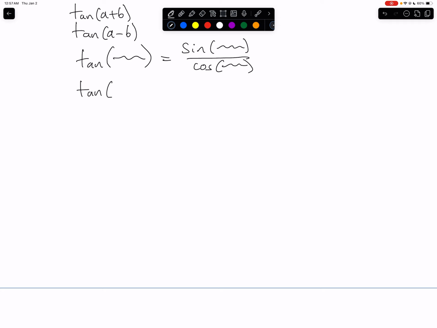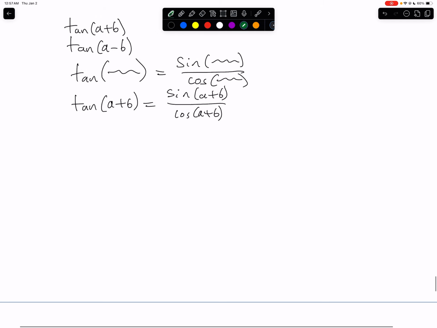In this case, let's start with that something being a plus b. So tangent of a plus b equals sine of a plus b over cosine of a plus b. And you know what? I don't think I've even proven the quotient identity on this one. I'm just going to prove it right here anyway.